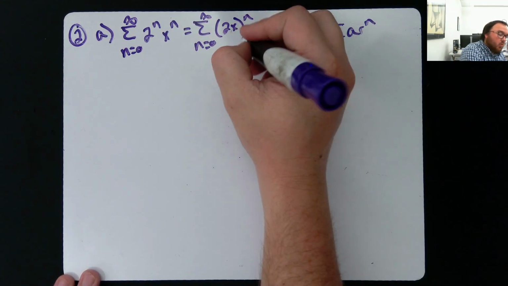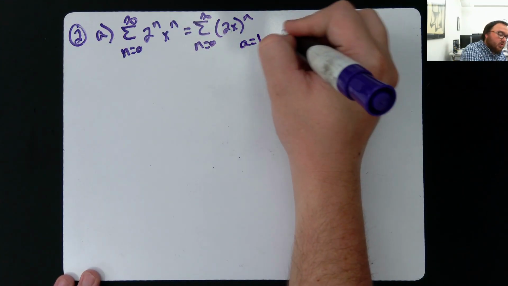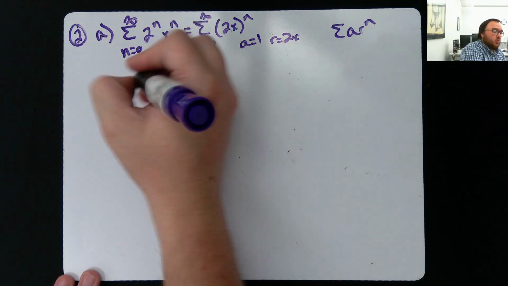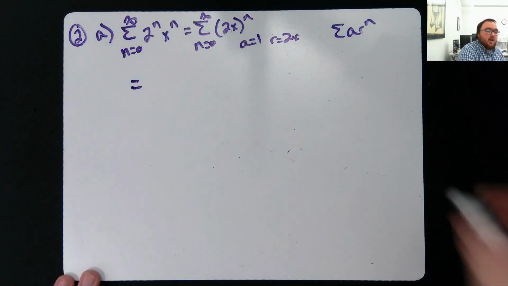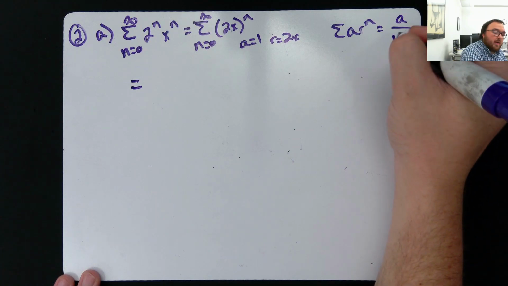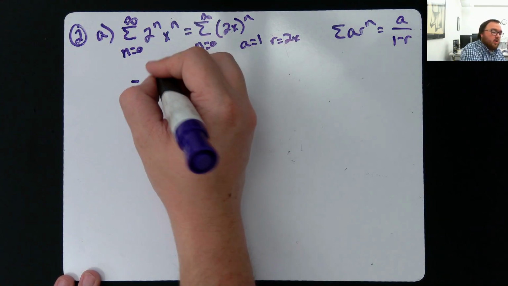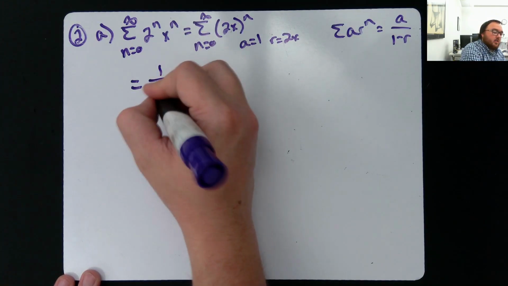So I look like this. My a is equal to 1. My r is equal to 2x. So I can just write it. Remember, it's a over 1 minus r. A is 1. R is 2x.